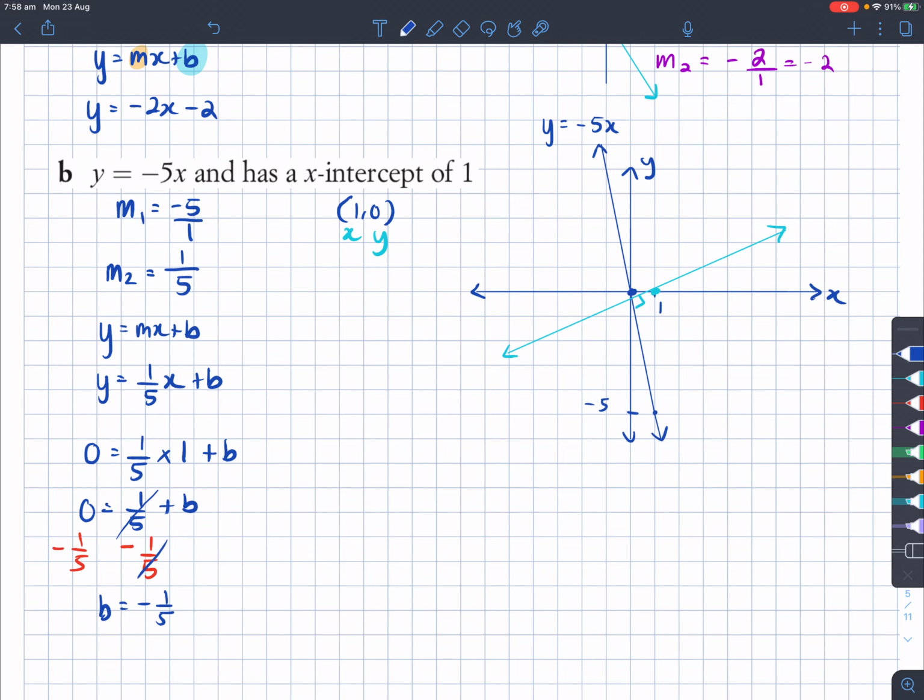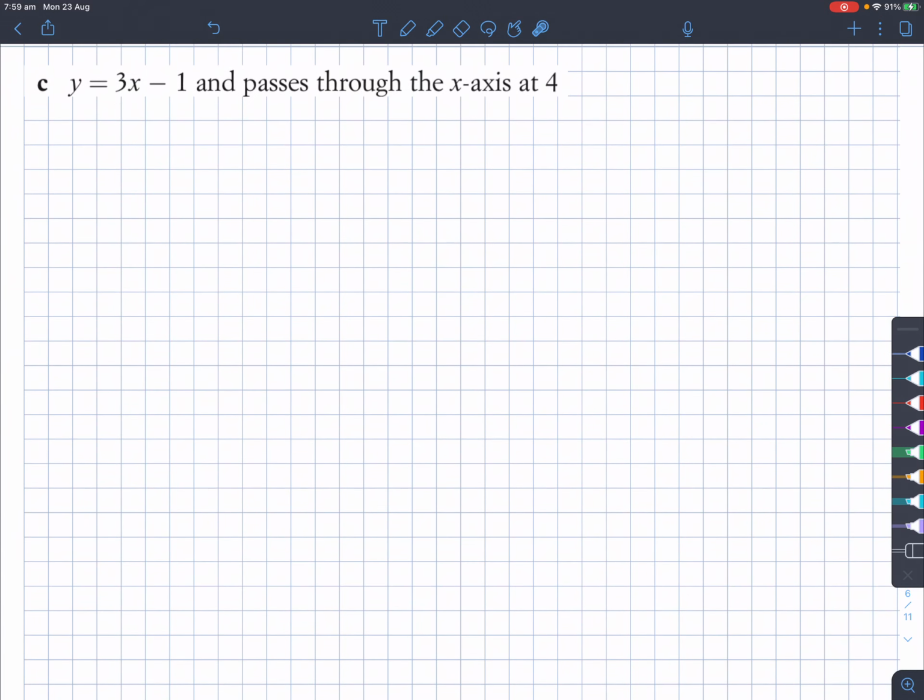All right. So once we're done with that, we can now put this back into the equation. If I put that b value back in there, then y would equal 1/5 of x minus 1/5. And that's our equation of that light blue line, and that's perpendicular to this line. All right, let's move on to question C.